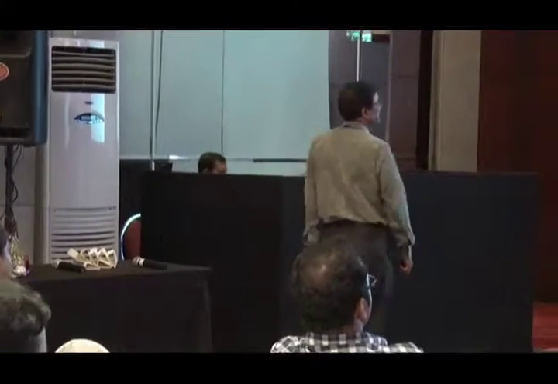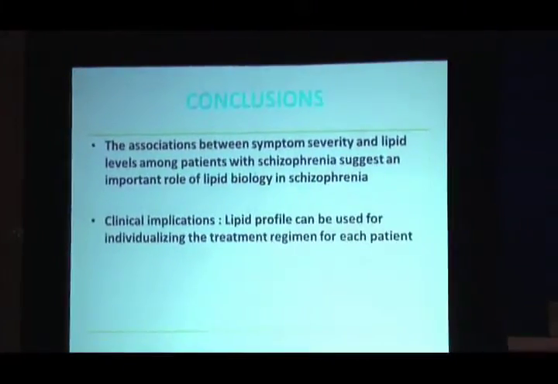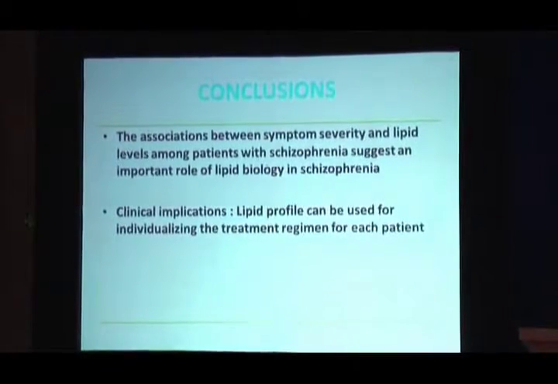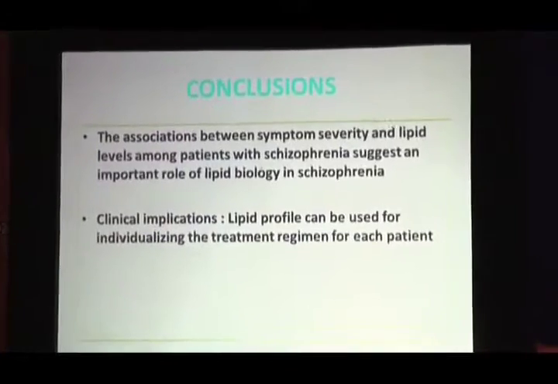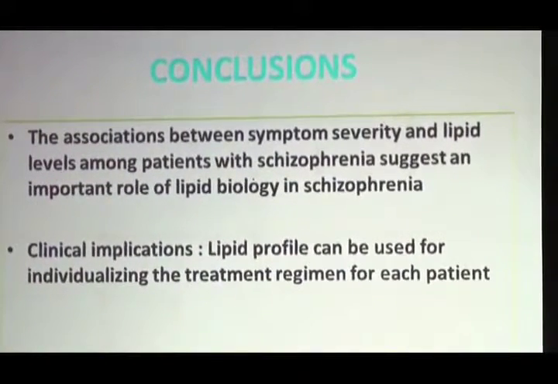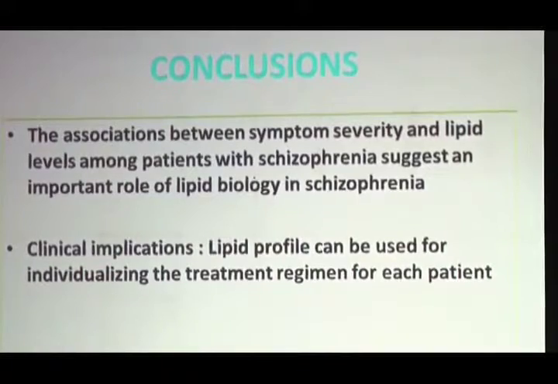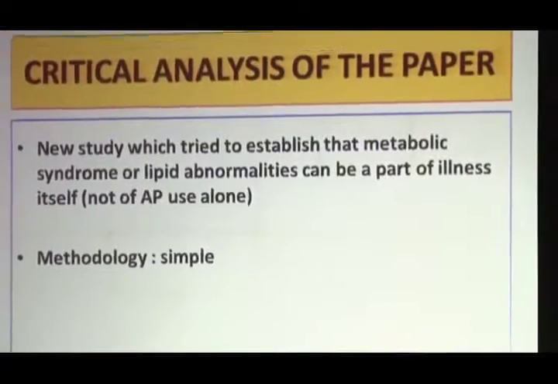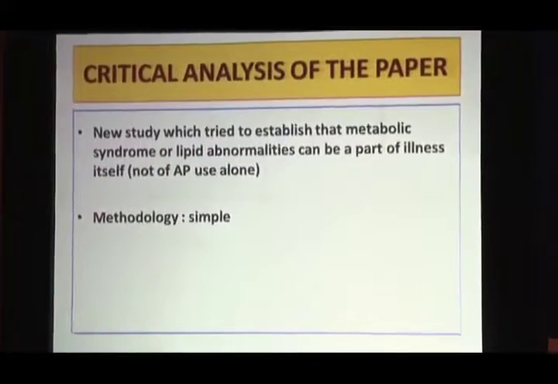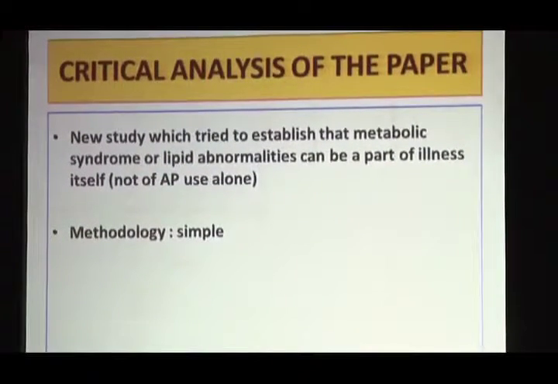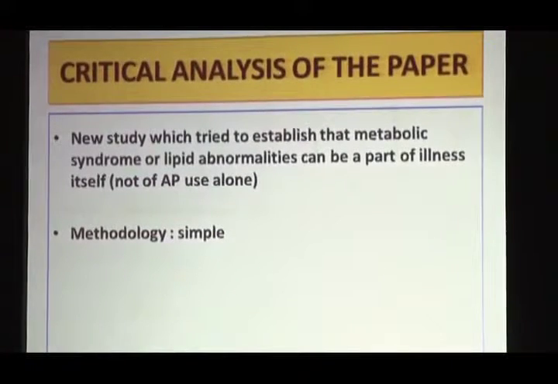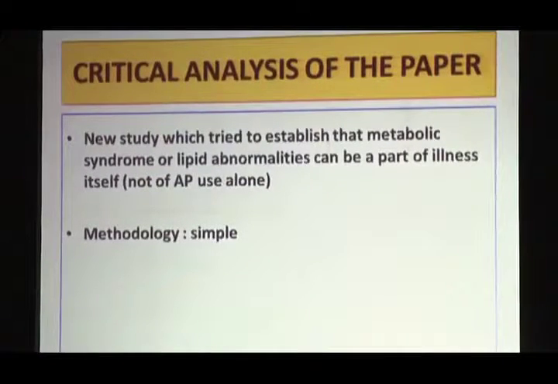Conclusions: the associations between symptom severity and lipid levels in schizophrenia suggest an important role of lipid biology in schizophrenia, and the clinical implication is that lipid profile can be used for individualizing the treatment regime for each patient. See what they are suggesting. Now this is a critical analysis of the paper. A new study which tried to establish that metabolic syndrome or lipid abnormalities can be a part of the illness itself and not of antipsychotic use alone. Well, very good till then.